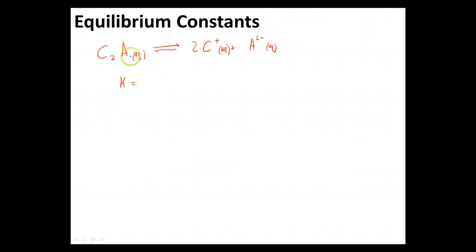reactants will be on bottom, products will be on top. So we're going to have our C+ concentration times our A2- concentration over our C2A concentration. Now hopefully you're spotting something right away and saying, wait a minute, you forgot something. What did I forget? Go ahead and fix this.